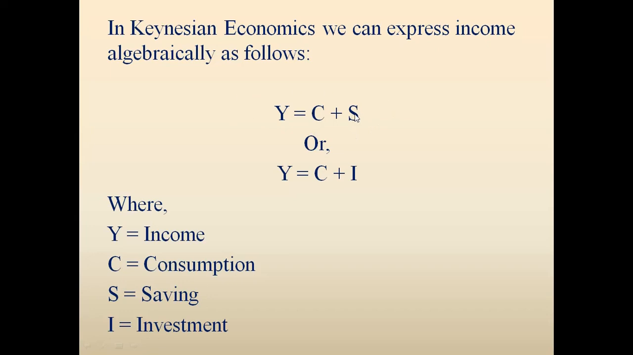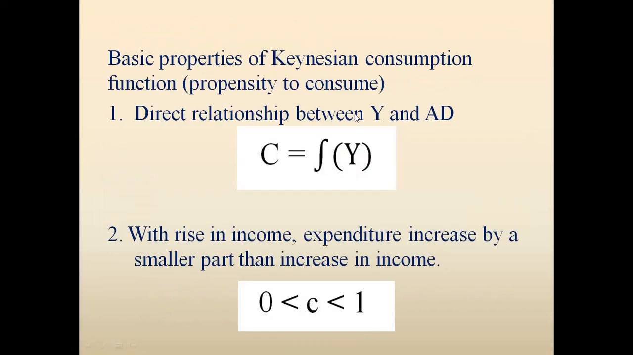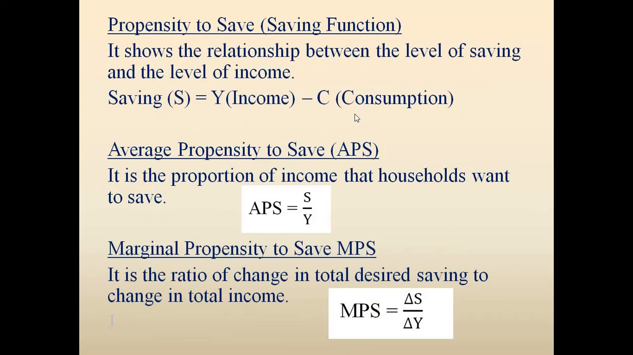So S equals Y minus C. Saving is equal to income minus consumption. For example, if your income is 1000 and your consumption expenditure is 800, which means 200 is your saving. So this is a very basic and simple concept of saving. We already know this part, right?